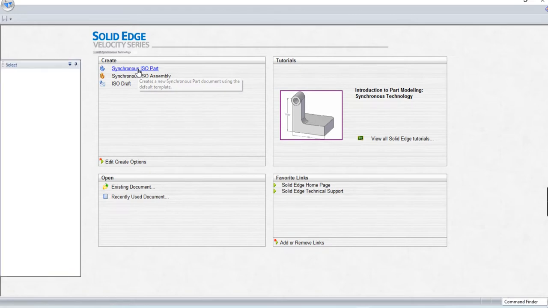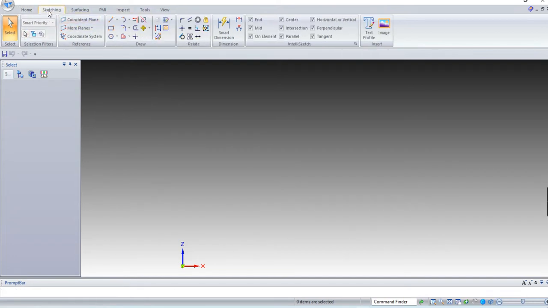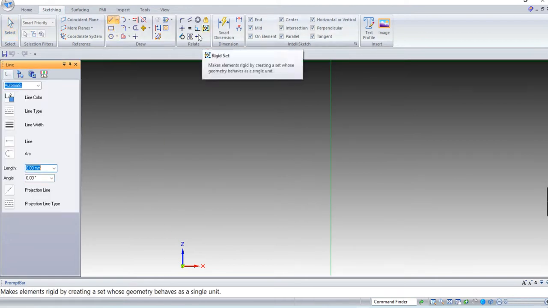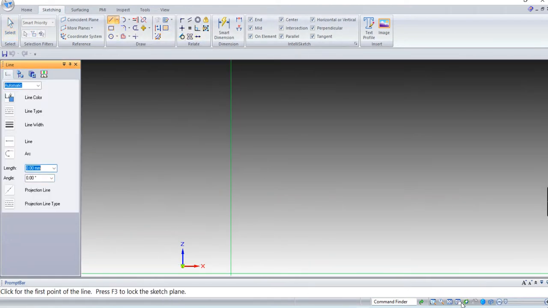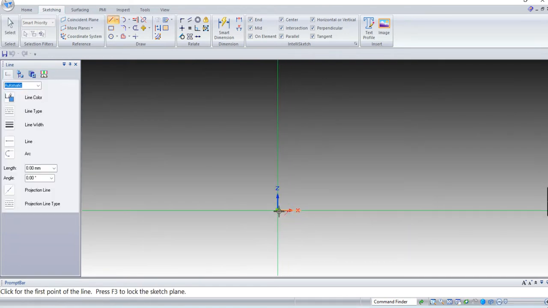Open a solid part modeling. Select front view, means front plane. Take a line command. From origin point, draw one vertical line of height 135 mm, angle 90 degree. Enter.